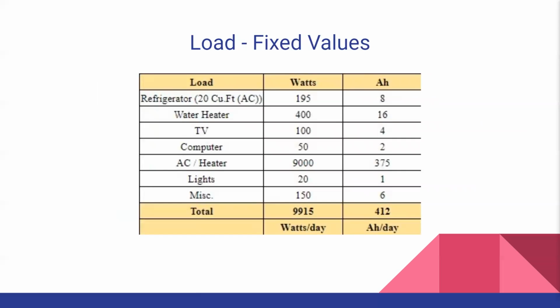And for our scenario, we have specific fixed values for the load requirement of the home. With each of these common items combined together, we have a common average everyday watts per day, which is about 10K. And then we have amp hours per day, which is around 400. And we're assuming that most power consumption is consumed in the middle of the day or at night.